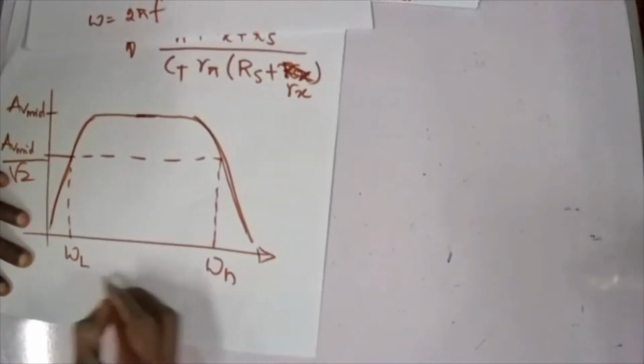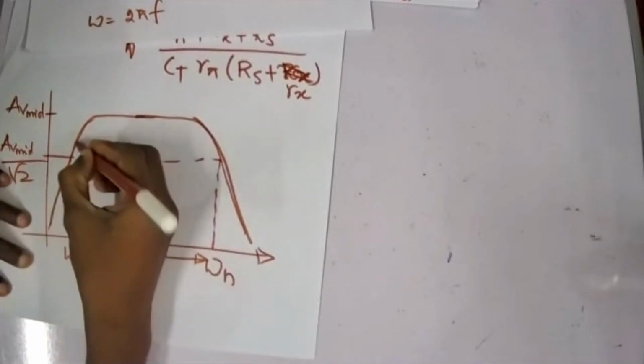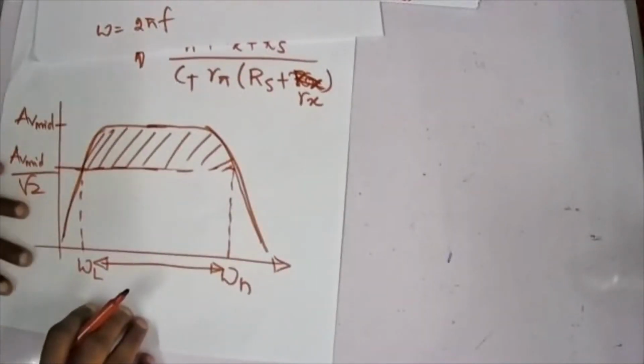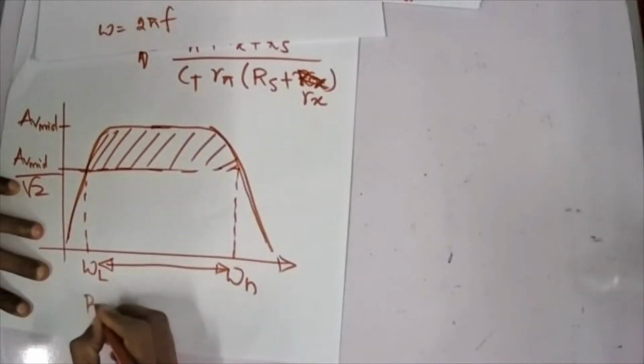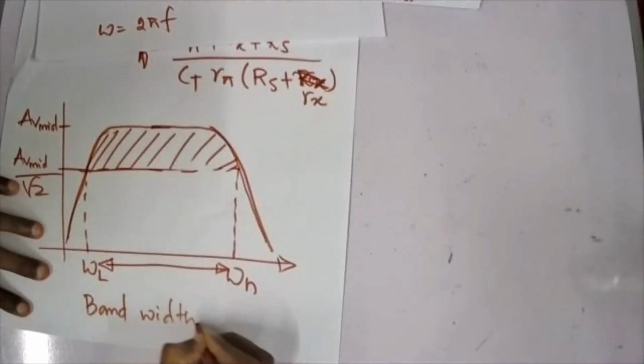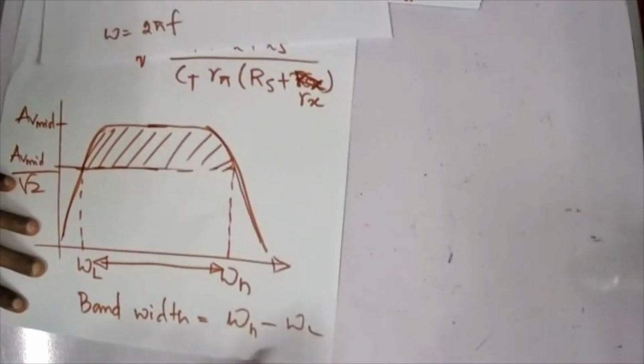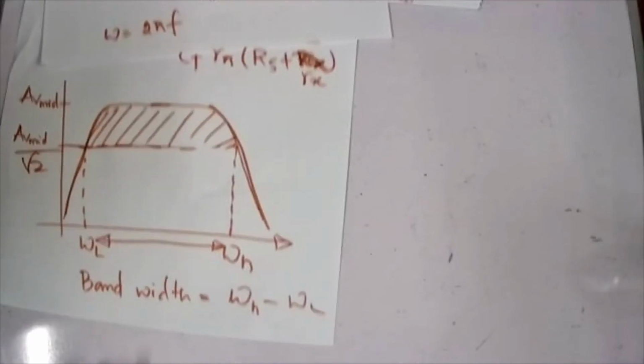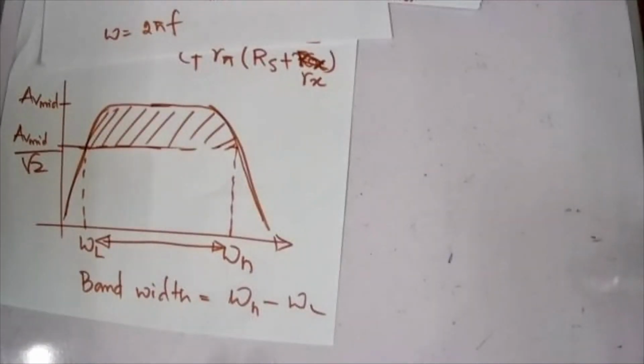So now we can simply say that within this region, your transistor amplifier has a gain of at least Av mid by root 2. And we call this region the bandwidth, which is equal to omega H minus omega L. Ideally, for an ideal amplifier, the bandwidth should be infinity. For example, it should give you the same gain for 0 hertz or infinity hertz. But that is not possible when it comes to transistor amplifiers, due to the internal capacitance and the input filtering capacitance you are using.